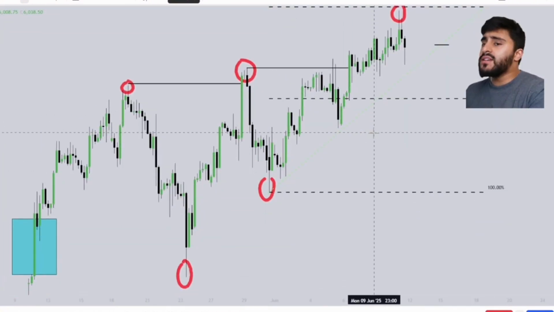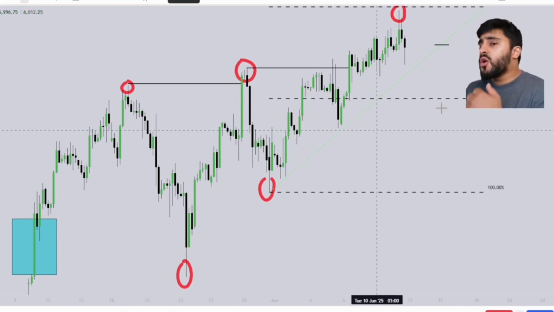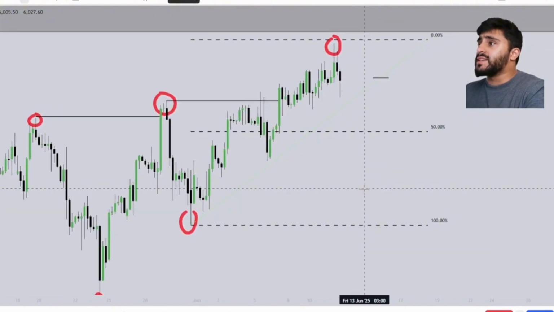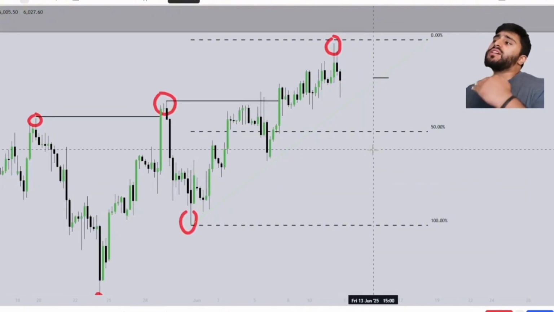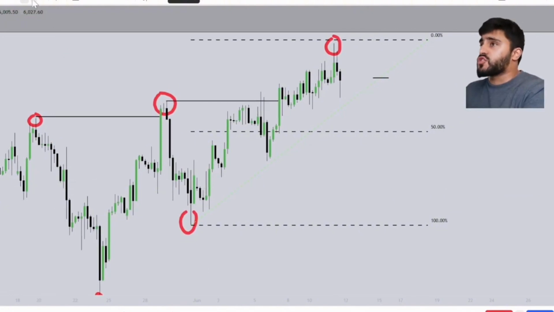So you can see here in red, I have clearly marked out how I look at the structure and how I form the structure, right? Quick note about the structure, it doesn't have to match me exactly, but what you want to understand is that we are generally in an uptrend based on our structure.